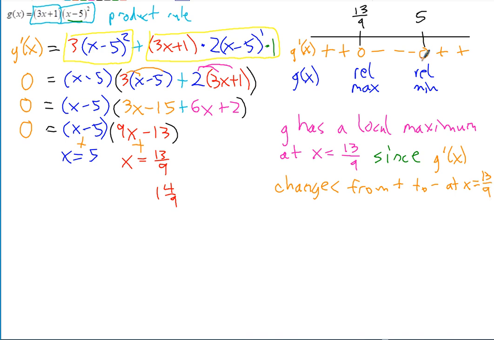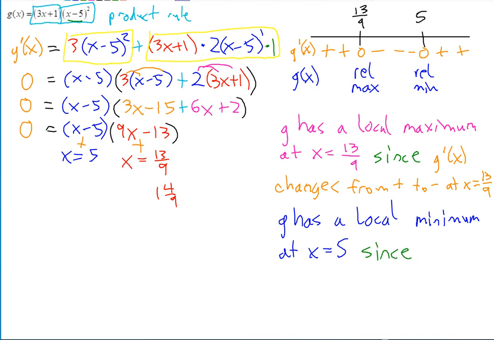And then we can justify our local minimum, g has a local minimum at x equals 5. And to justify it, very similar, except this time it's since the derivative g prime of x changes from negative to positive at x equals 5.